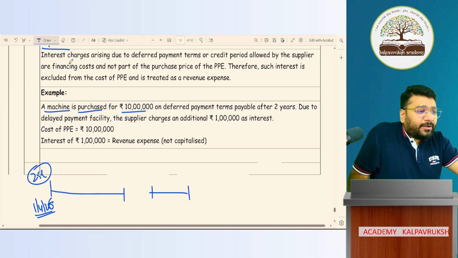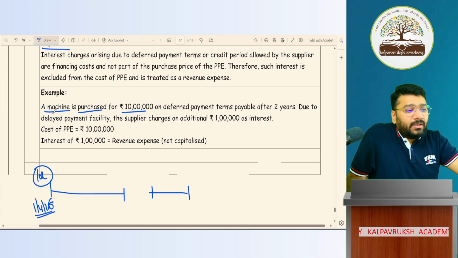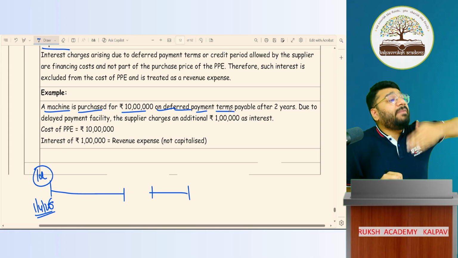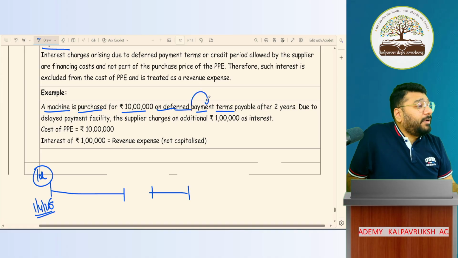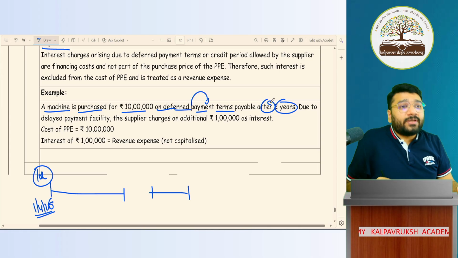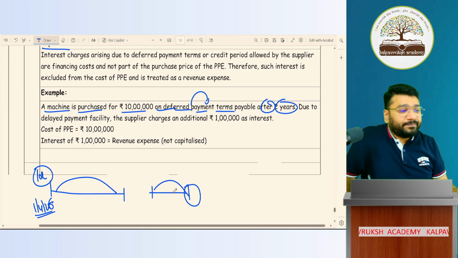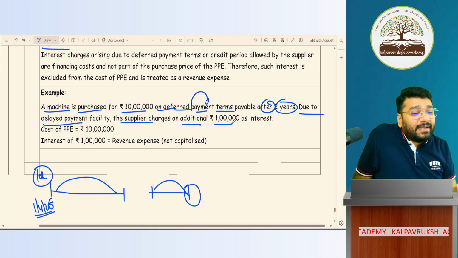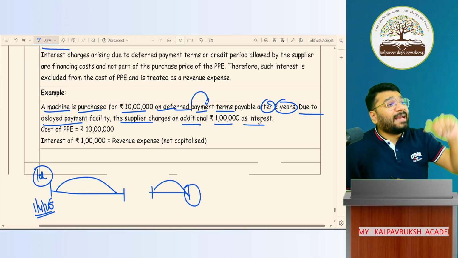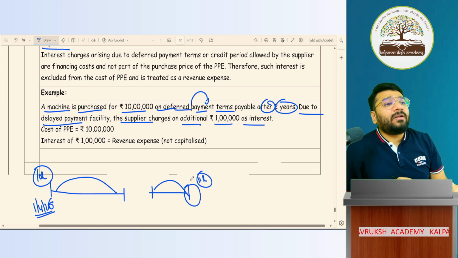I'll take this example itself. Machine is purchased for 10 lakh, not 25 lakh. We'll take the same example, why take a different example? Machine is purchased for 10 lakh on deferred payment terms. Deferring means postponing. I'm postponing the payment by 2 years. 1 year will get over here, the second year will get over here. Due to the delayed payment facility, the supplier charges an additional 1 lakh as interest. So in total how much will I be paying here? 11 lakh. Got it, not got it?